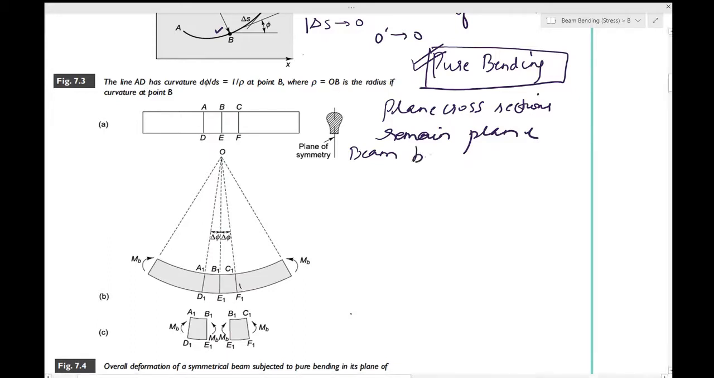So the beam bends into the arc of a circle centered on this intersection.